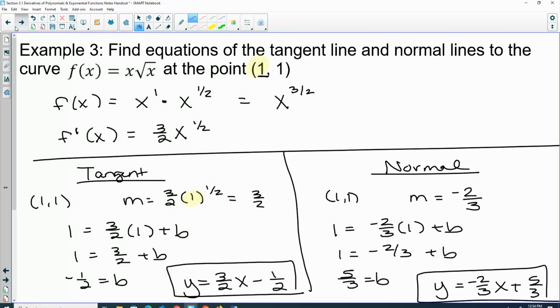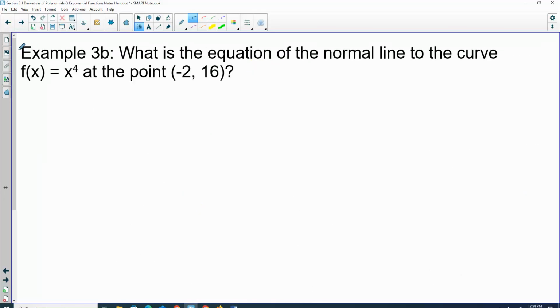Let's do another one. I want the equation of the normal line. Okay. Normal, we have to first find the slope of the tangent line, right? So that we can be perpendicular. How am I going to get the slope of my tangent line? Plug it into your derivative. Okay. What is the derivative of x to the 4th? 4x cubed.